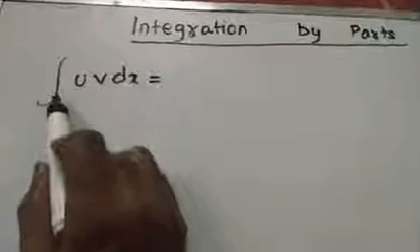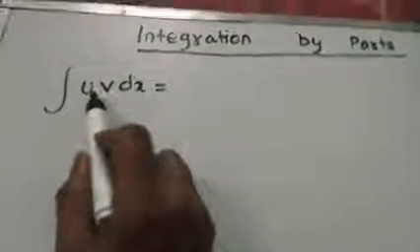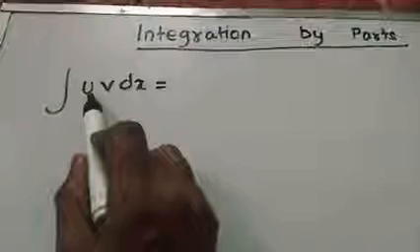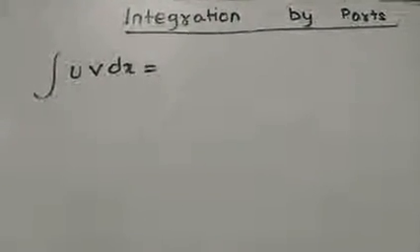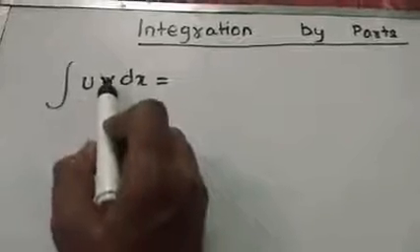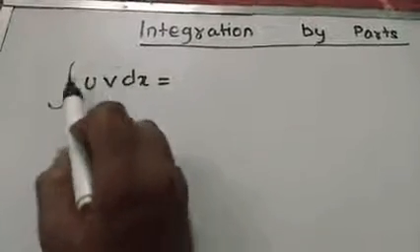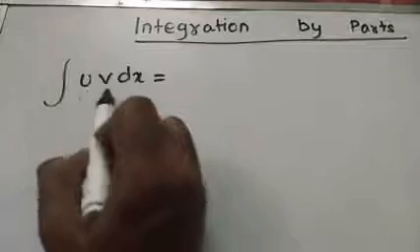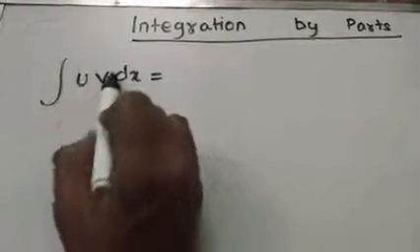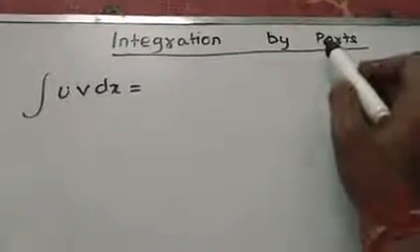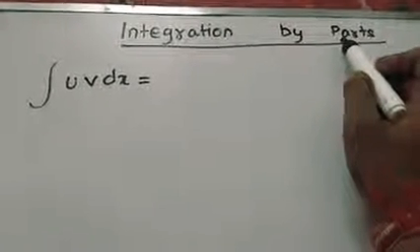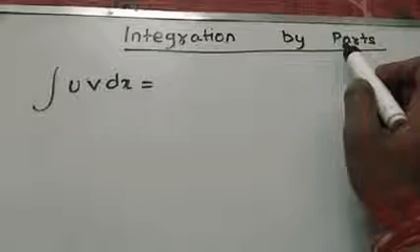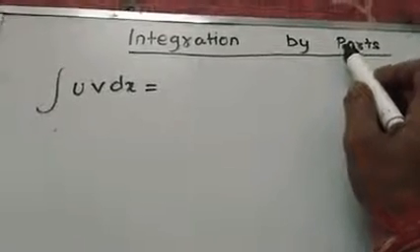You can see that this type of integration is where u and v are in the product form. That means whenever any two functions u and v are in the product form, that is in the multiply form, then that type of integration is done by using the rule of integration by parts. Now first of all we will learn what is the rule of integration by parts.